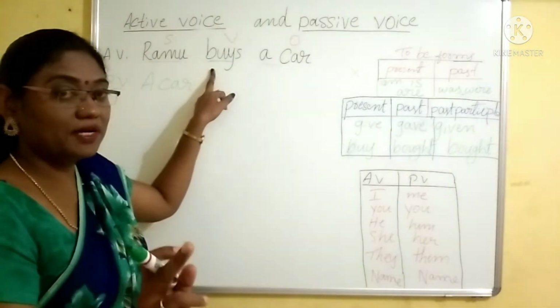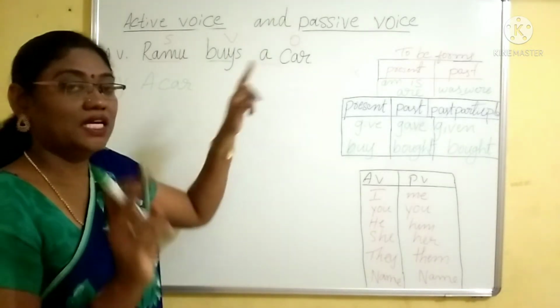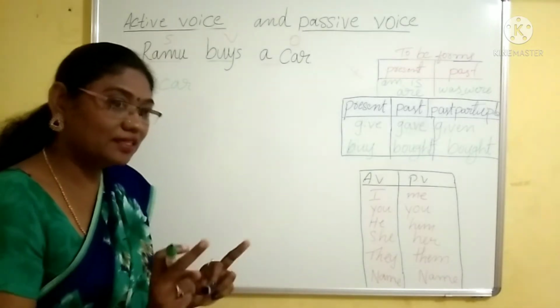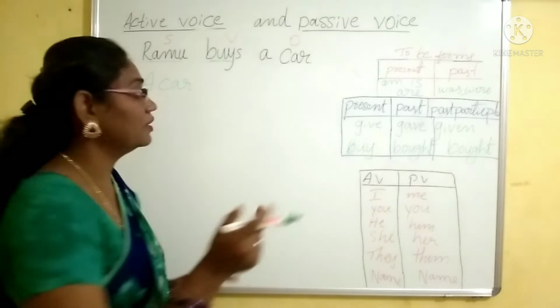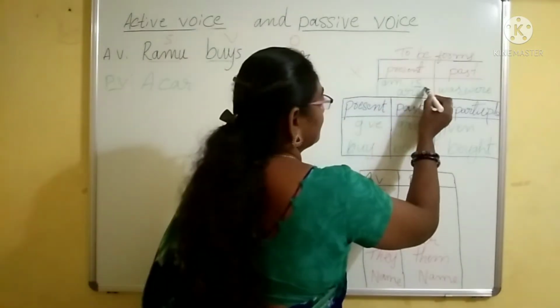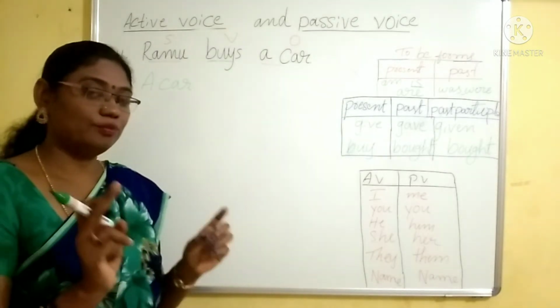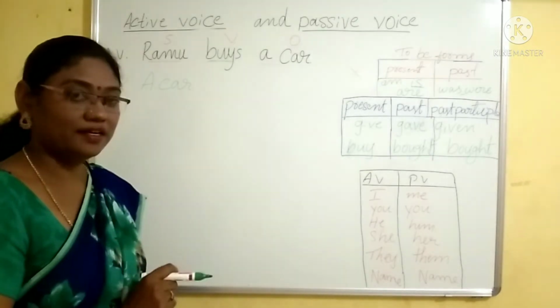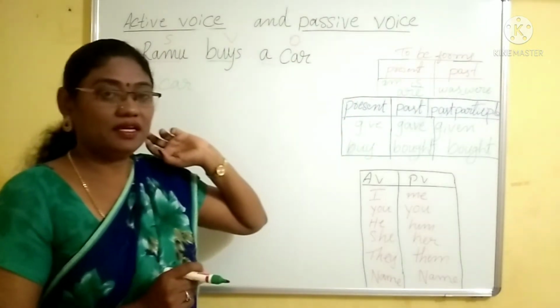The verb is in present and the object is in singular. Singular object and present verb. Now we have to select is. So is is the correct to be form to be used here. Why have we selected is only?